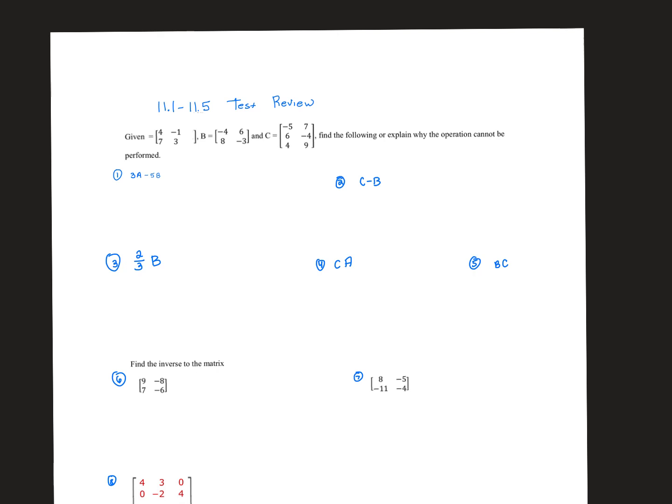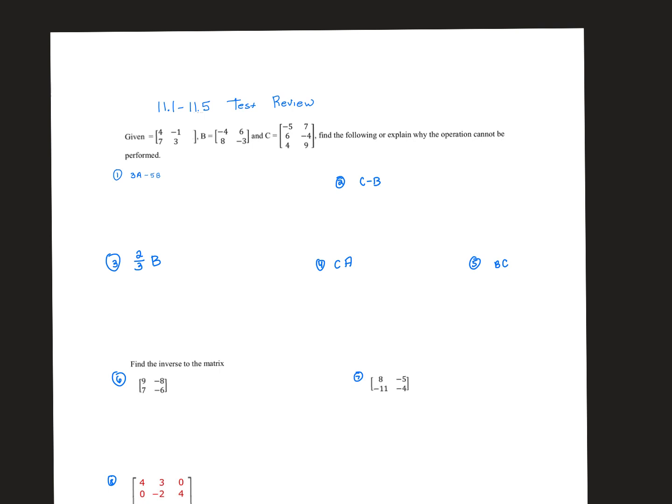All right, guys. Tomorrow is your 11.1 to 11.5 test. There's no reason to stress about it. It's going to be extremely straightforward, very, very similar to the quiz, the 11.1 to 11.3 quiz.